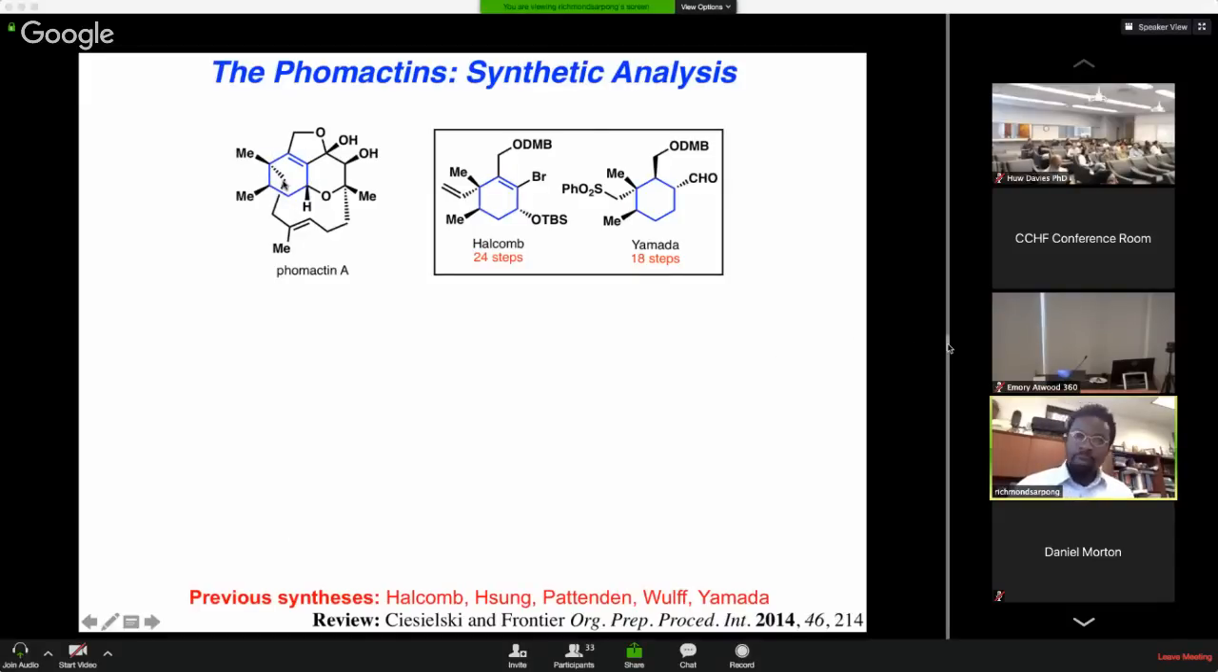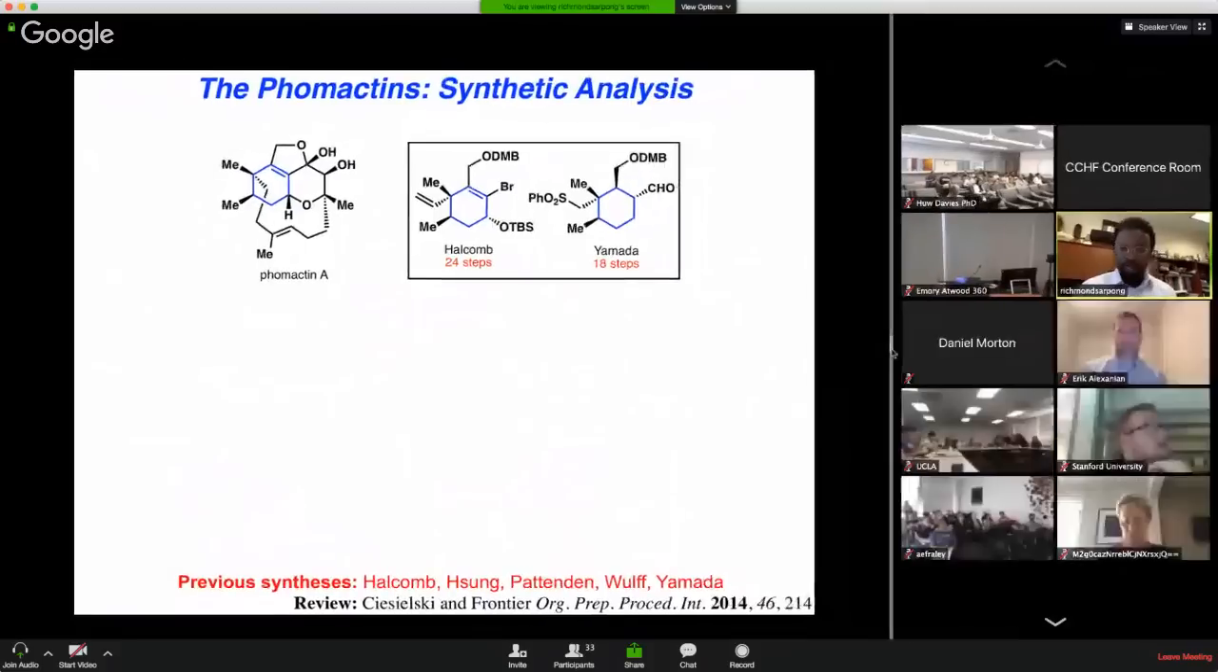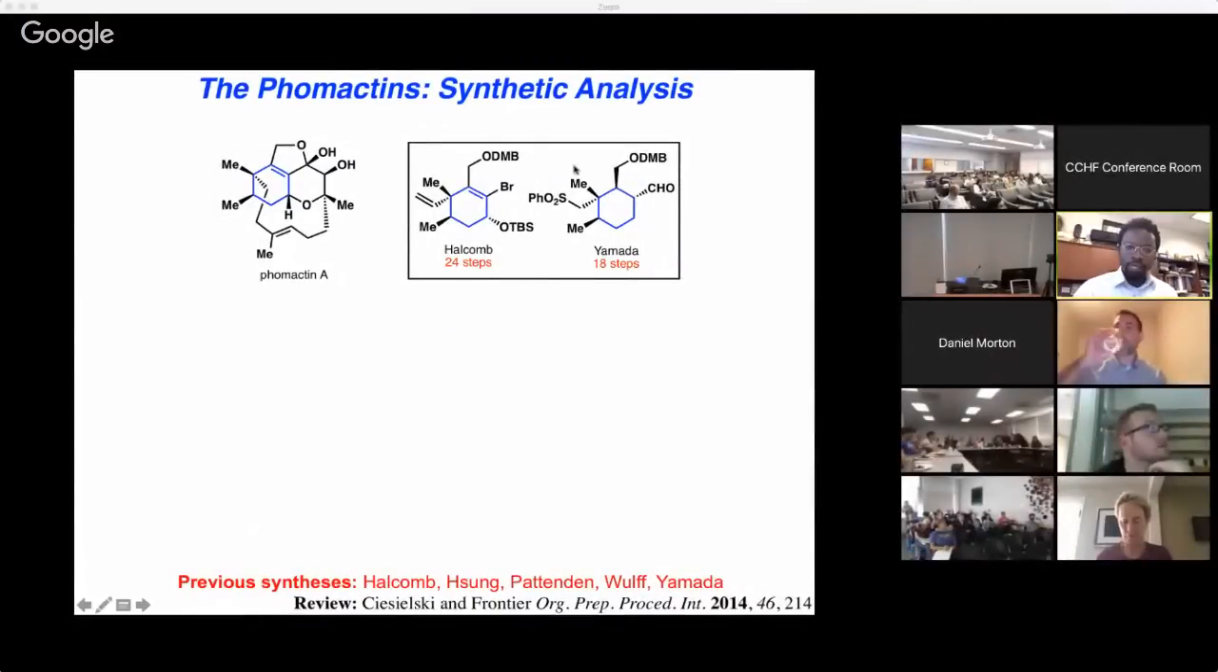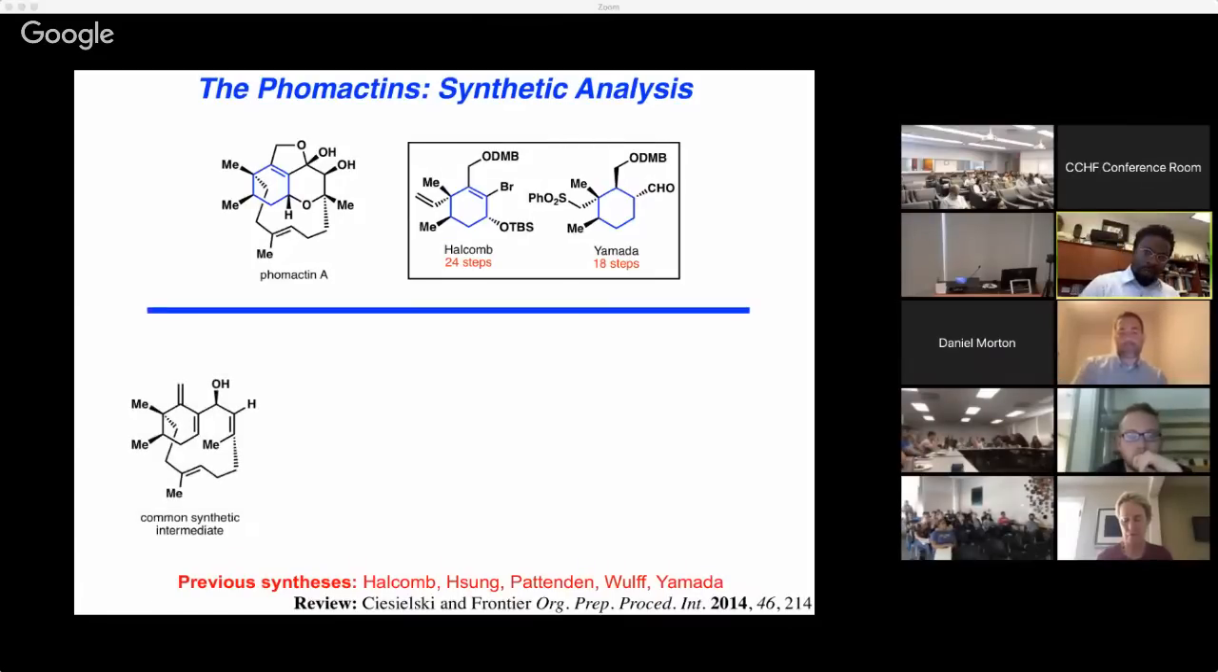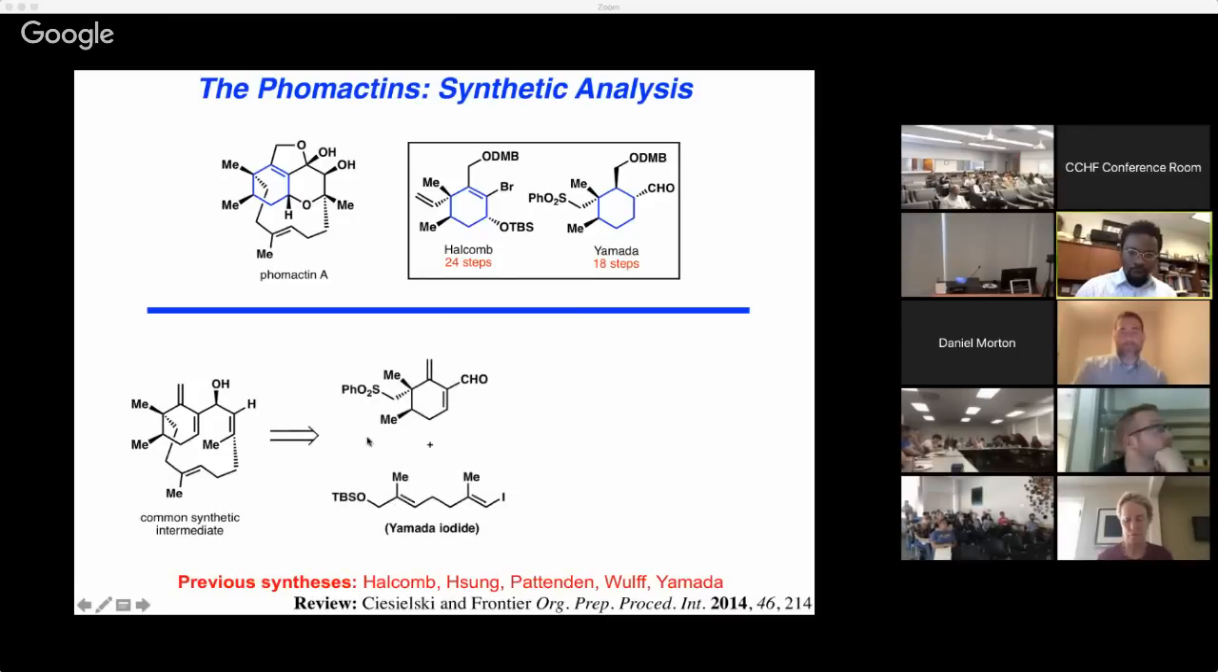And so we thought if we were going to make any contributions in an impactful way to the synthesis of these molecules, we had to find a way to achieve the synthesis of this portion of these molecules in a shorter step count. And so our idea was that our common synthetic intermediate that we had identified could be brought back to these two fragments.